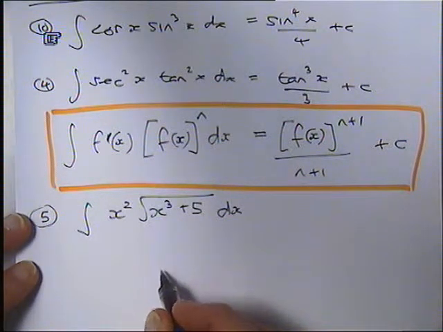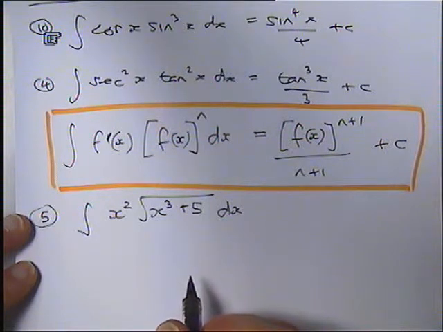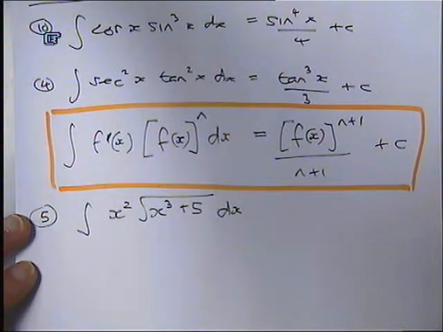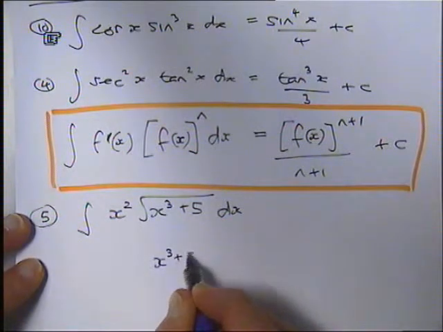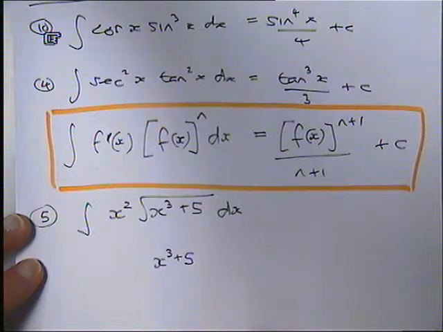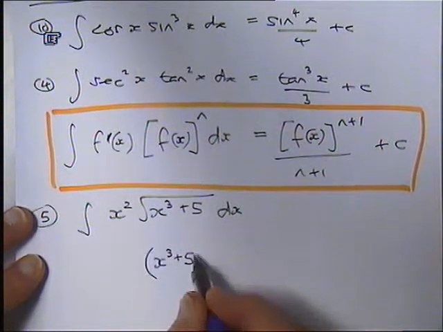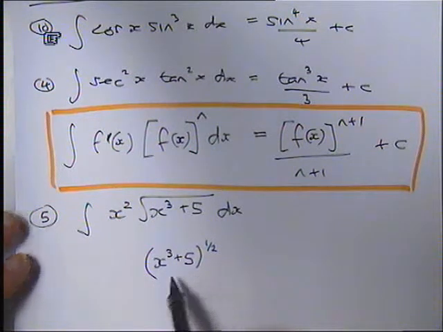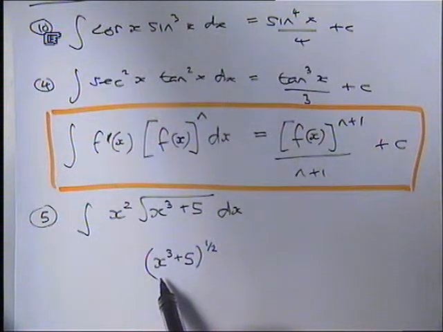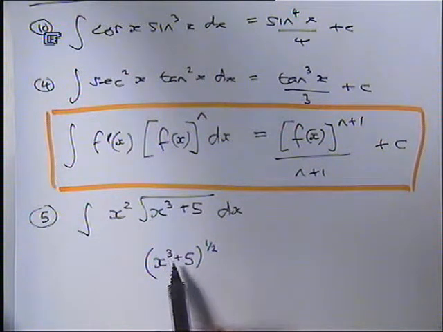The x squared bit. I'm looking for a function and I'm looking for its derivative. So which is going to be the function? That bit there will be my function. It's to a power. What power is that to here? Half, yeah. And over here, well, what's the derivative of this bracket here? What's the derivative of that function? What's the derivative of x cubed plus 5?